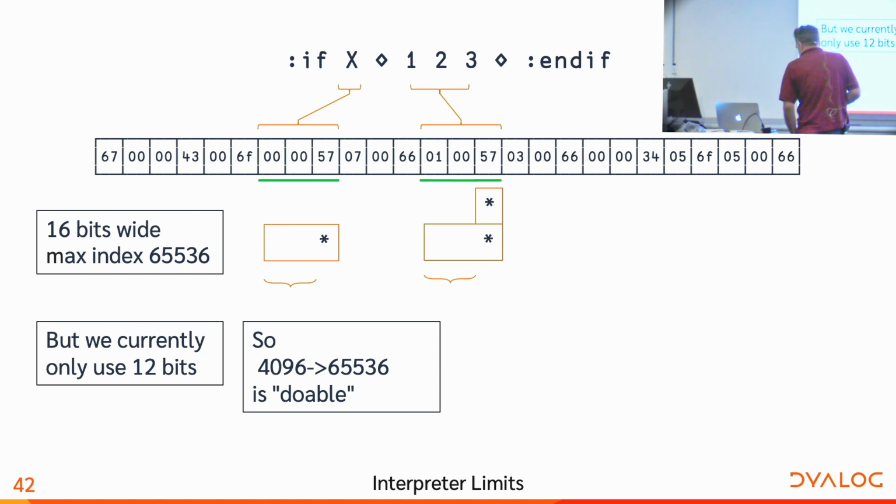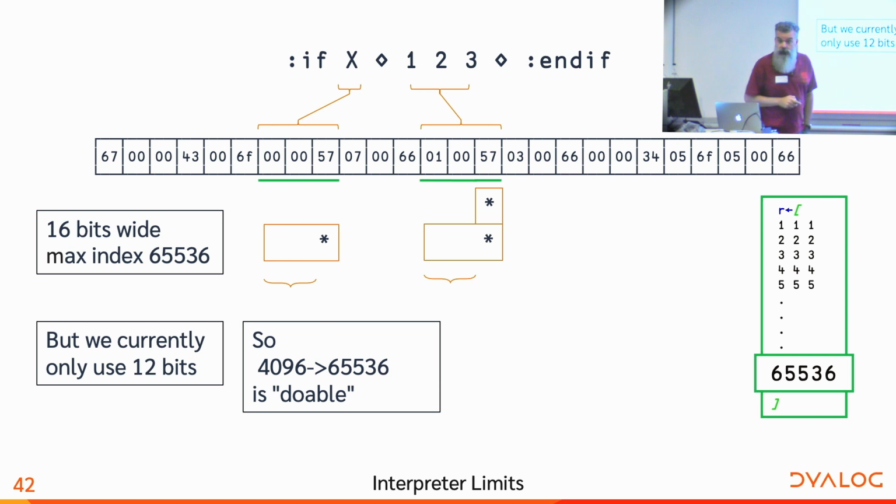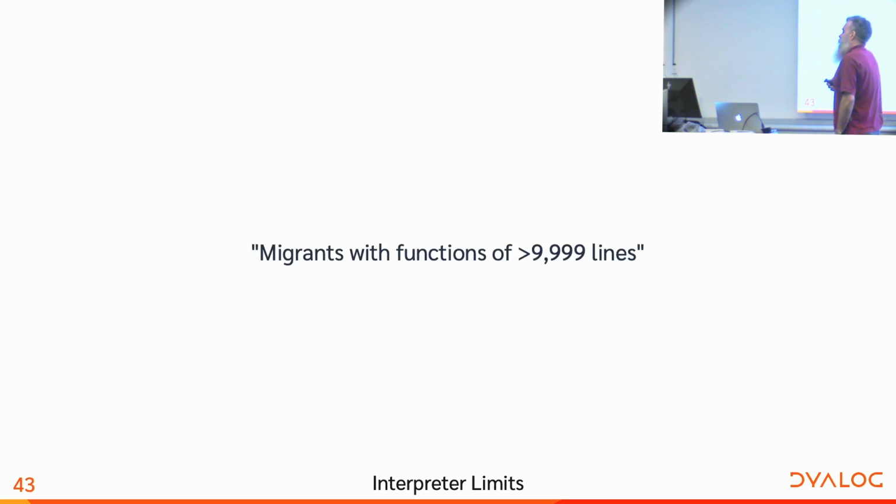So, it's fairly straightforward to go from 4096 limits to constants in your function to 65,000, which means that 4096 all of a sudden becomes that. That's an improvement. Currently with this layout, there's not room for any more. So that brings us to the next thing, which is basically the size of functions.